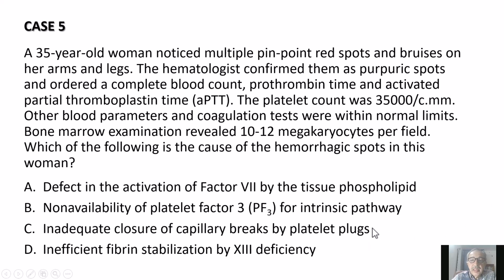So when the platelets are less in number or abnormal in function, thrombocytopenia and thrombocythemia, there is purpura. This is a case of purpura. So C is the answer: inadequate closure of capillary breaks by the platelet plugs. Defect in the activation of factor 7, tissue factor, is not likely because the prothrombin time is normal. Coagulation tests were normal, APTT was normal, clotting time, everything is normal.